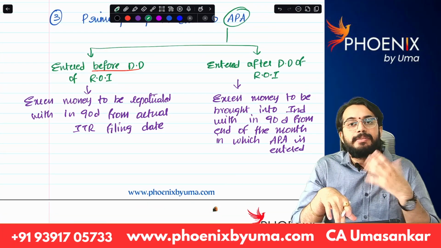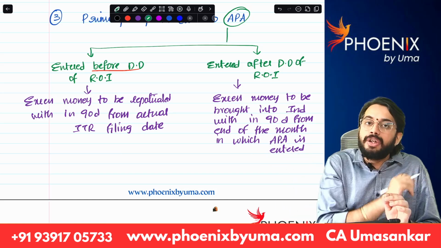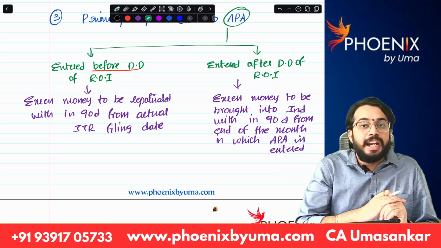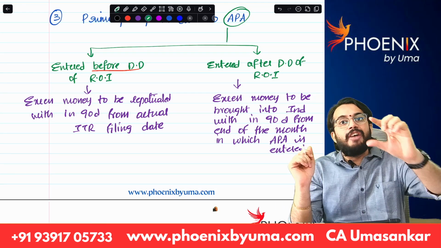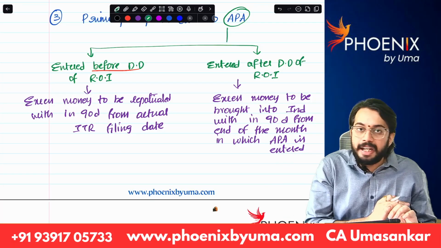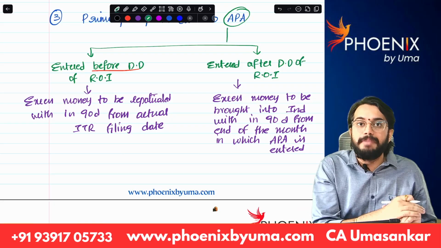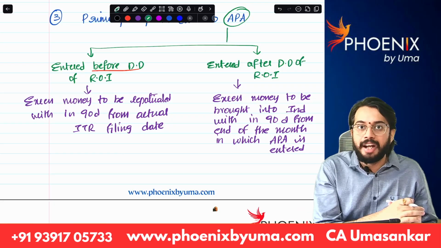If primary adjustment is done on suo motu basis, then excess money is to be repatriated to India within 90 days from the ITR due date. If the assessing officer has done the primary adjustment and it is accepted, then excess money is to be brought to India within 90 days from the date of assessment order. Are you able to understand?